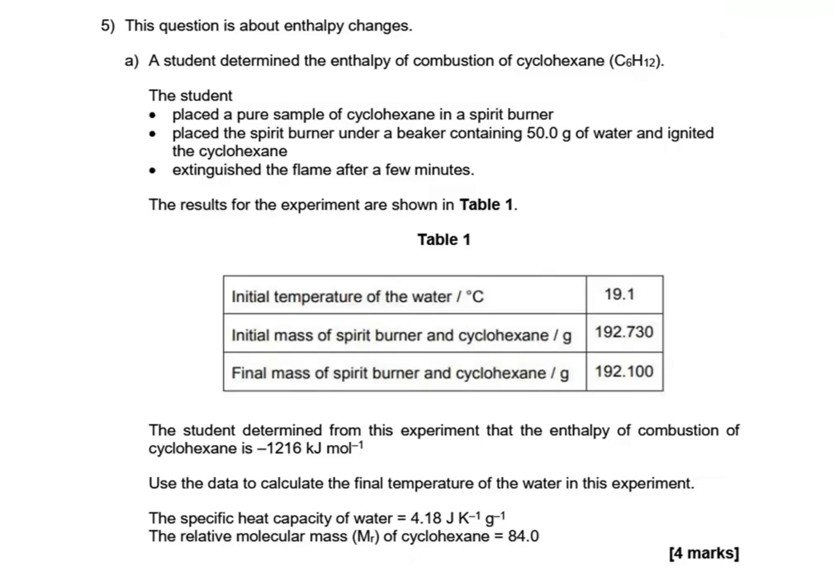Question 5 proved to be quite a tricky calculation. We can see right from the offset, this is clearly a Q equals MC delta T, and it also involves the enthalpy change. Just remember that the enthalpy change is the energy, which is Q over the amount of moles. So just watch out for that, and we can see that it's an exothermic reaction, so the temperature of the water is going to go up.